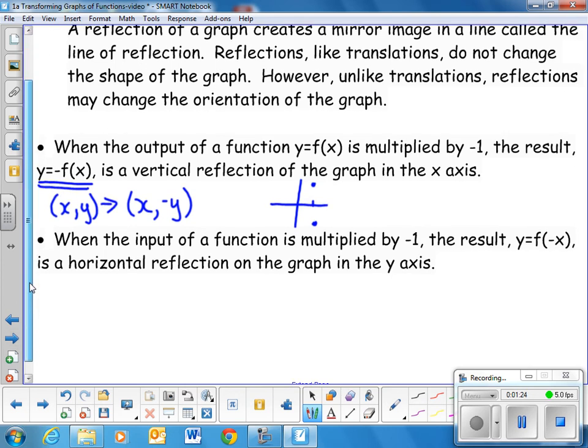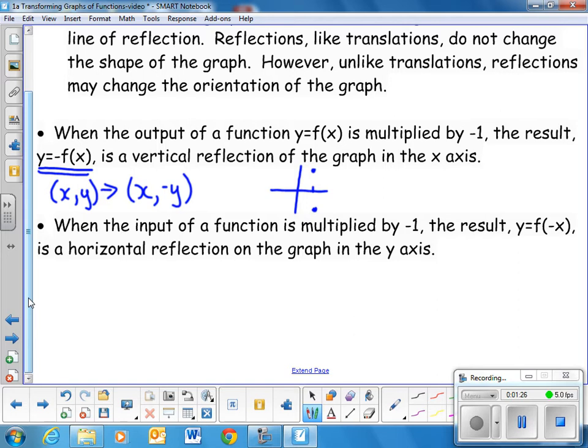The second situation is when the input of a function is multiplied by -1. The result, y equals f of negative x, is a horizontal reflection of the graph in the y-axis. So again, let's look at a mapping diagram. Each x and y, and what happens to it. Because that negative sign is inside of our function, it's going to affect x. And so the x value is going to become negative, and the y value is not going to change.